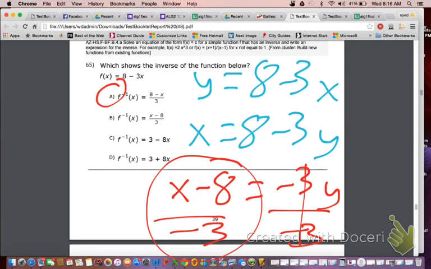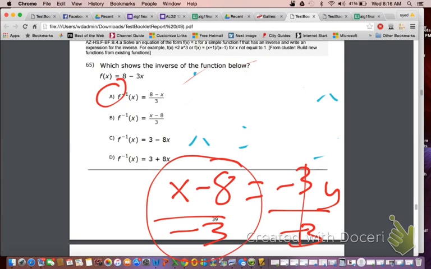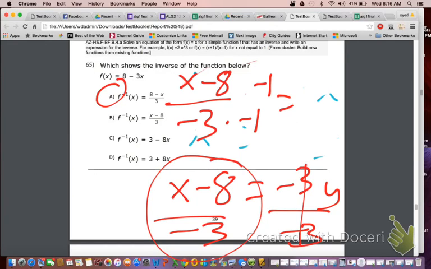So it has to be choice A, because what I'm going to do right here is, let me do this. It's kind of tricky, but I had x minus 8 over negative 3. I'm going to multiply both sides by negative 1. So I get 8 minus x over 3. A little tricky. Okay, so that's choice A.